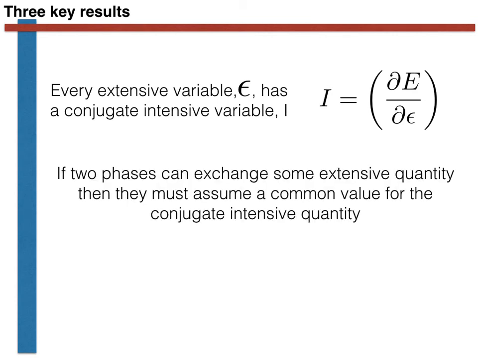We have then shown that if two phases can exchange some extensive thermodynamic variable, they must assume a common value for the conjugate intensive thermodynamic variable. This is in some way akin to Newton's third law in classical mechanics, and arises because if we have a two-phase system, any increase in an extensive thermodynamic variable in the first phase must be counterbalanced by a decrease in that same extensive thermodynamic variable for the second phase. Furthermore, this decrease must be of equal magnitude to the increase in the first phase. Remember that this result only holds if the two phases are in equilibrium.